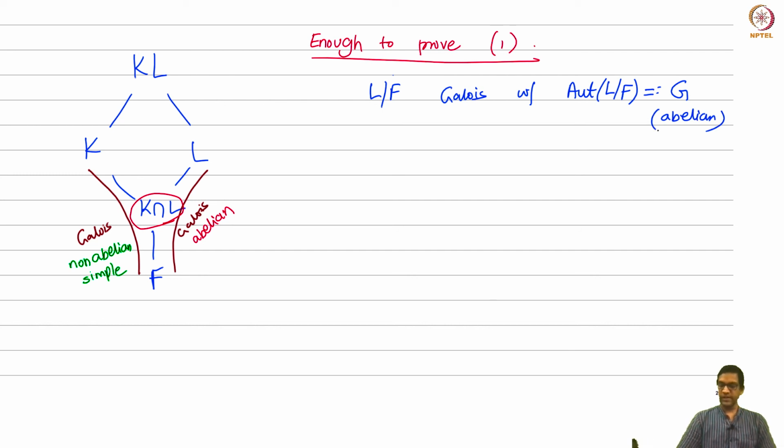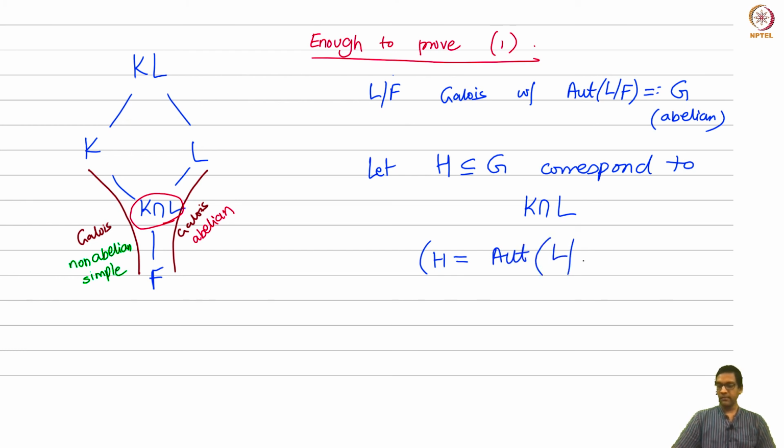And let's look at the subfield K intersection L. Okay, it's an intermediate field, and therefore that subfield will correspond to some subgroup. So let H, a subgroup of G, be the corresponding one. By the fundamental theorem of Galois theory, there is a one-to-one correspondence. So this subfield K intersection L corresponds to a subgroup H, and we know what H is. It's actually the group of automorphisms of L which are identity on K intersection L.